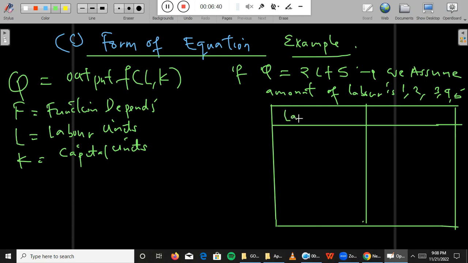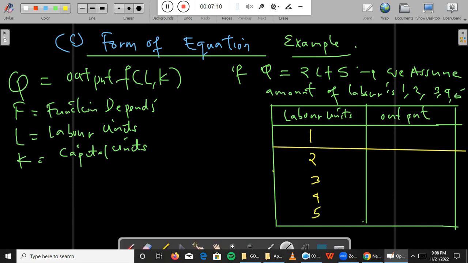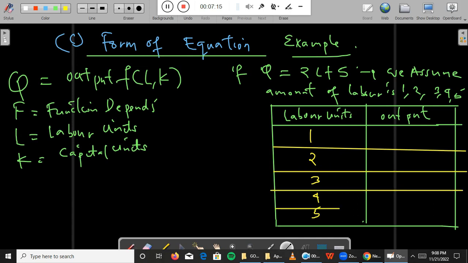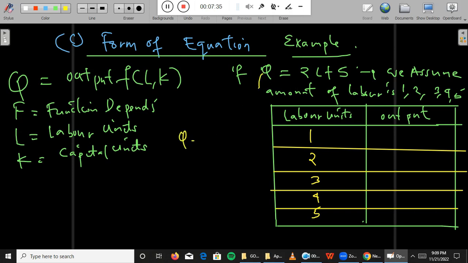We plug in 1 to the first equation of output. On the left hand side we have the labor units and we have the output. So output will be equal to the labor units we have, 1, 2, 3, 4, and 5. In order to find the output level, we plug in the number of input factor of production, that is labor units. For example, for the first labor unit, that is 1, we plug in 1 to the equation of output, 2L. This will be equal to 2 times 1 plus 5. The answer will be equal to 7.